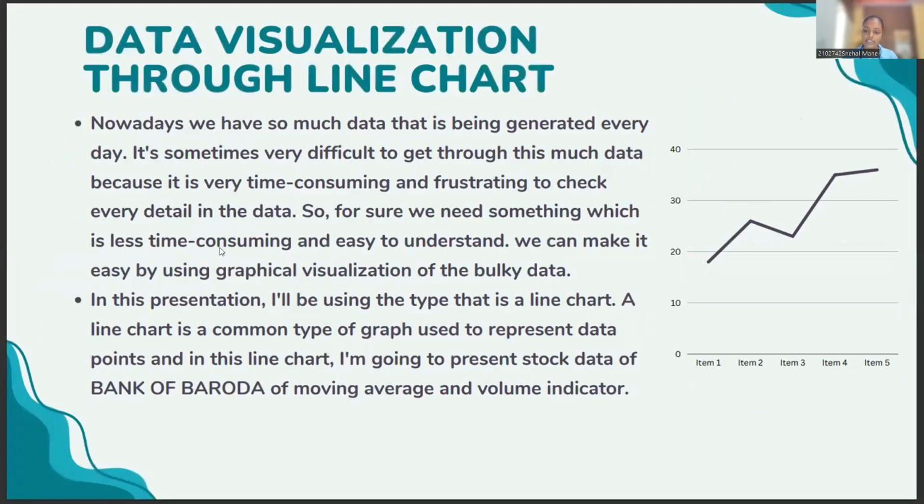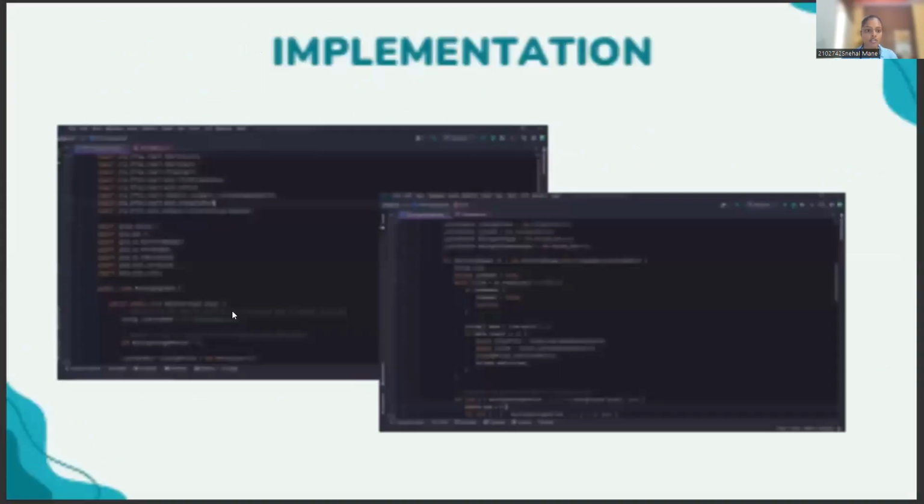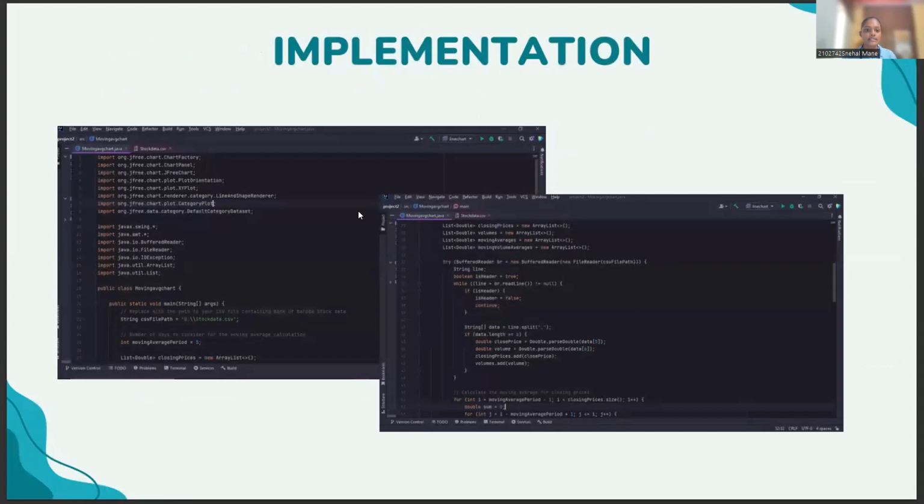So, in this presentation, I will be using a line chart. A line chart is a common type of graph used to present data points. And in this line chart, I'm going to present the stock data of Bank of Baroda with moving averages and volume indicator. So here is the implementation of the code. Here I have used many libraries for displaying the chart, and I also read the CSV data of Bank of Baroda.